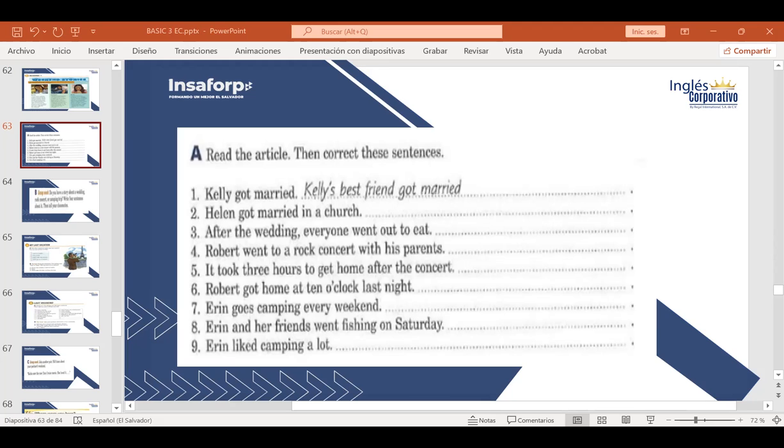On Sunday. Ahora vamos a ver la última, la que está diciendo José. Erin says that she doesn't like camping. I didn't really like camping. She doesn't like camping. But you learn a lot. Okay, that's all.